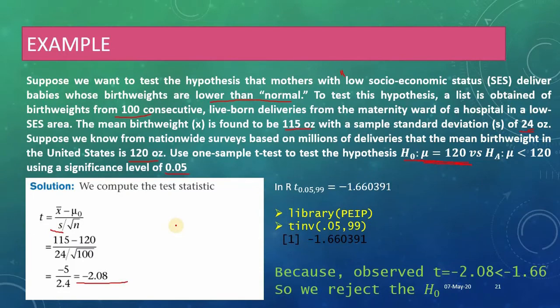So what is the cutoff t value here? To compute the cutoff t value, we will use an R function called TINV, the T inverse function, with the significance level and the degree of freedom, which is 100 minus 1, 99. This is in the library PEIP. So if you go into R and load the library PEIP and use TINV, you will get a t value of minus 1.66, which is the cutoff t value here.